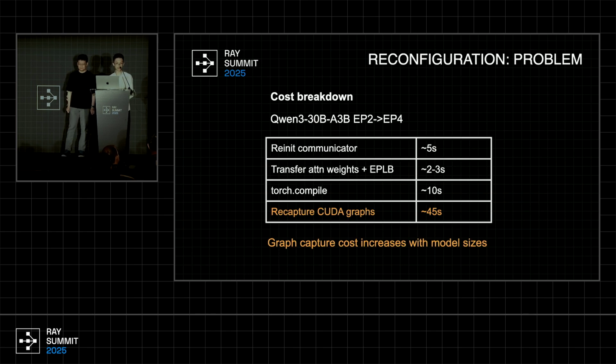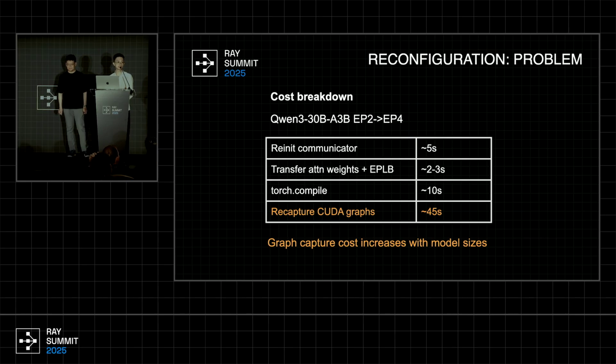To understand the cost, let's first look at the scale-up cost from 2 GPUs to 4 GPUs of the Qwen 3 30 billion model. Basically, as we can see, the cost to reinitialize the communicator and transfer weights is actually quite small. We know that here torch compile has a little bit of cost. This is already where we directly load the compile result from disk.